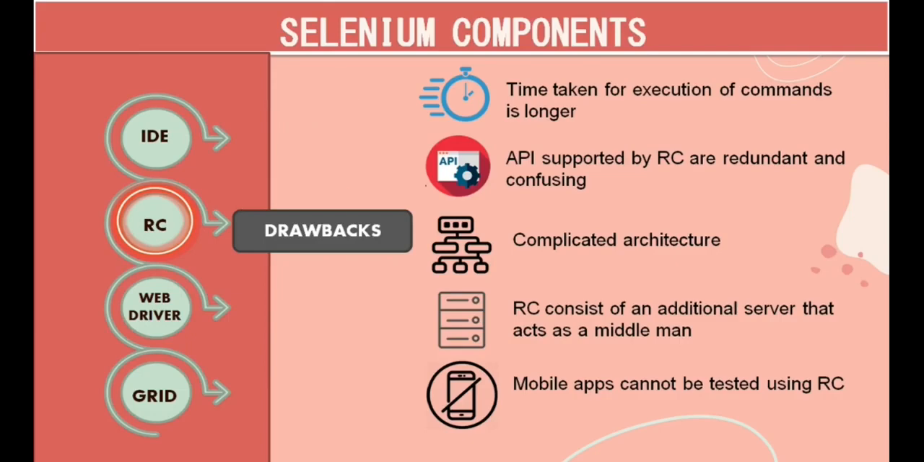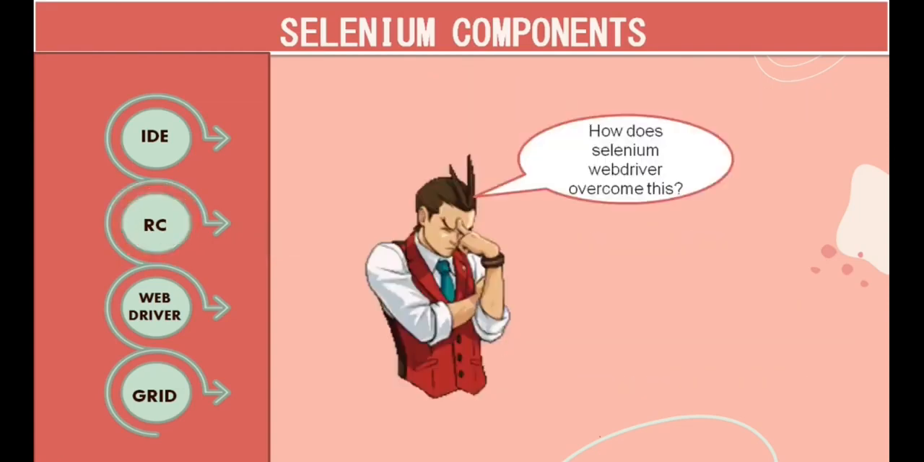The APIs supported by RC are redundant and confusing because one command has many meanings. Suppose there are commands called click and click at. Which one to use? It's very confusing for the developers. Then there is complicated architecture. RC consists of an additional server that acts as a middleman. Also, mobile apps cannot be tested using RC. So these are the drawbacks of RC.